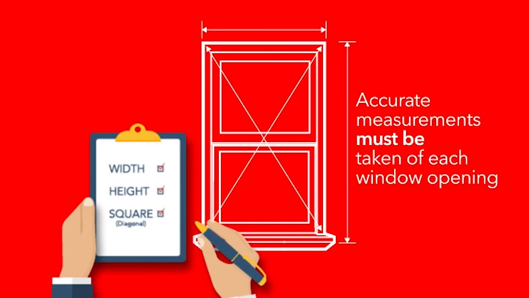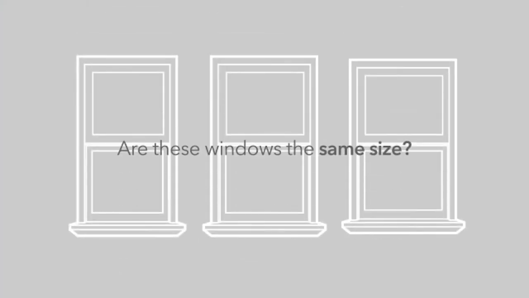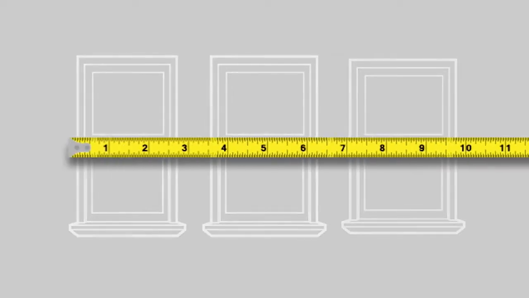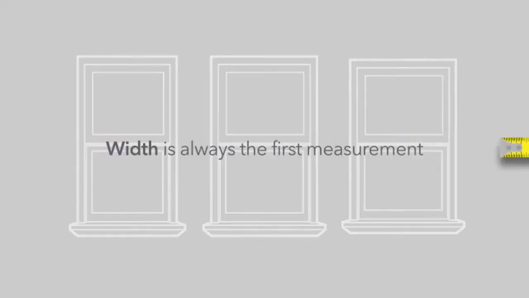Accurate measurements must be taken of each window opening. Windows that appear to be the same size may, in fact, vary enough that different replacement window sizes are required. Please measure each dimension in inches and always refer to the width as the first measurement.